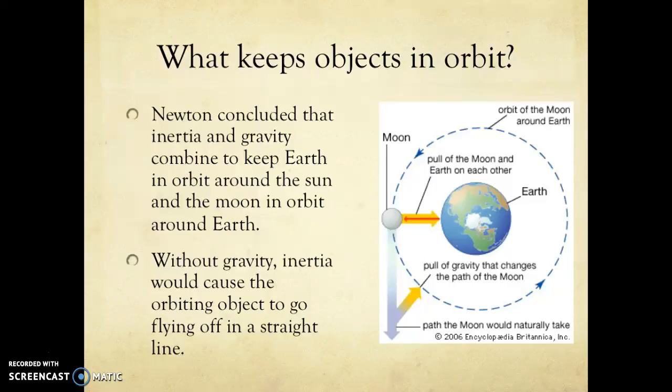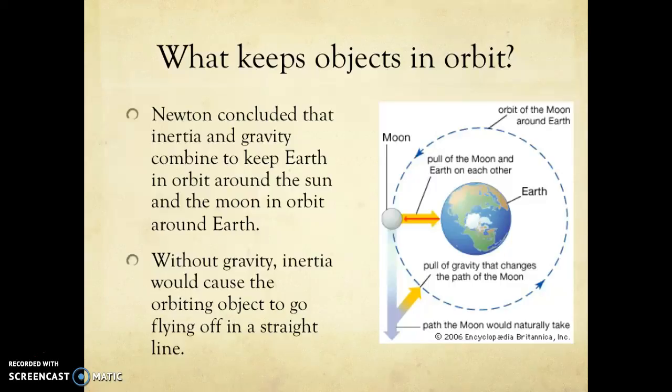Now, without gravity, inertia would cause whatever orbiting object we're looking at to go flying off in a straight line. It's going to stay at the same speed, but it's just going to keep going in a straight direction. That's what would happen if we had, say, an on and off switch for gravity. If we just switched off gravity, the Moon's going to go flying off in a straight line. If we're talking about Earth orbiting the Sun, we turn off that gravity, Earth's going to go moving off into space in a straight line. So gravity and inertia are both the reasons why we have orbits.